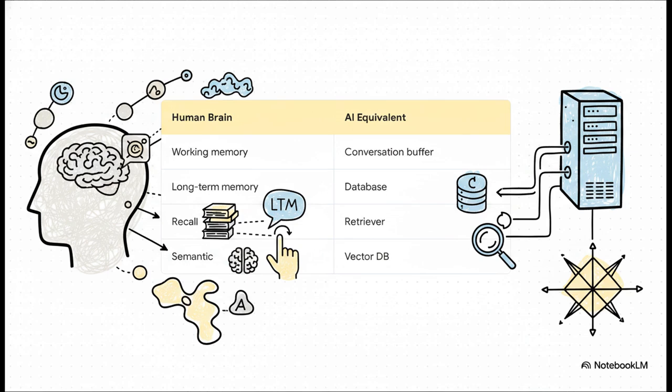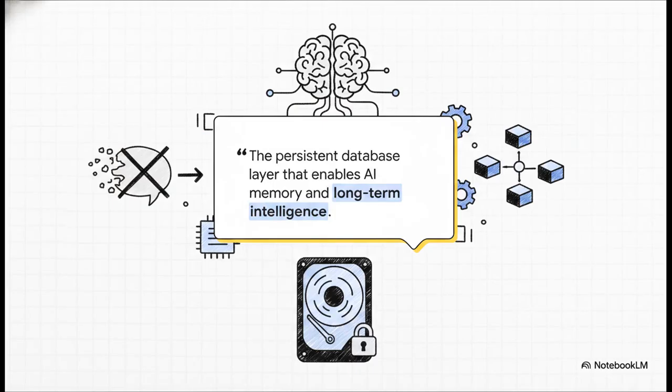You aren't just writing basic scripts anymore. You are quite literally architecting an artificial cognitive system. Let's summarize everything we've covered in this explainer with a core insight straight from our design documents. Knowledge storage is the persistent database layer that enables AI memory and long-term intelligence. We've taken a fragile, temporary chat script that forgets everything, and we've completely transformed it into a persistent, intelligent platform that can actually remember, retrieve, adapt, and personalize over time.